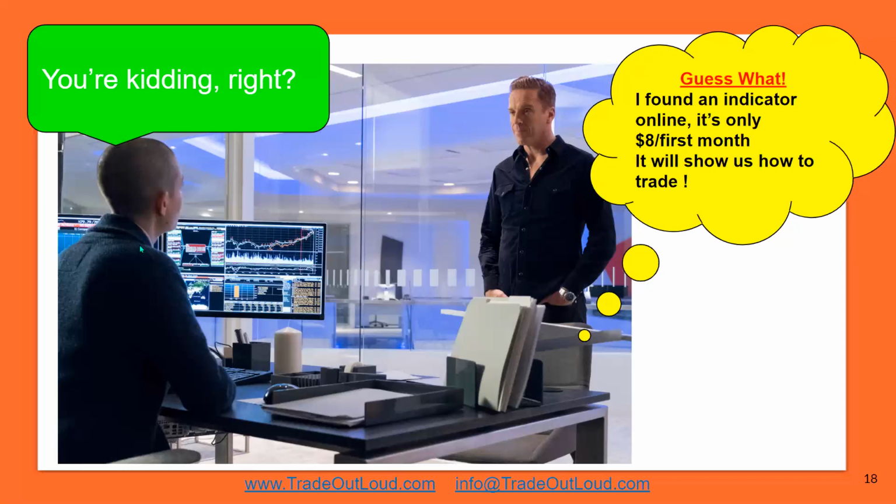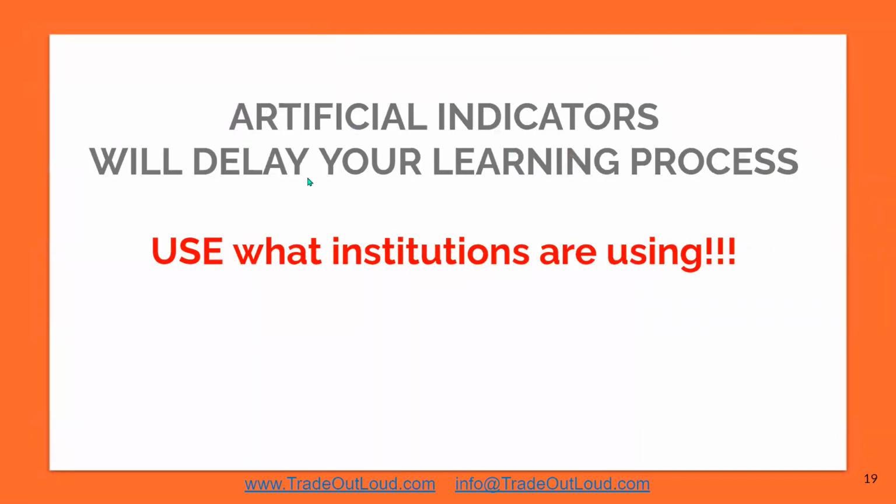Imagine Bobby going to Taylor and saying, hey, I found an indicator online. It's only $8 for the first month, and then it's probably $199 from there on. And it will show us how to trade. Are you kidding, right? I mean, literally, guys, you need to learn how to read price action.